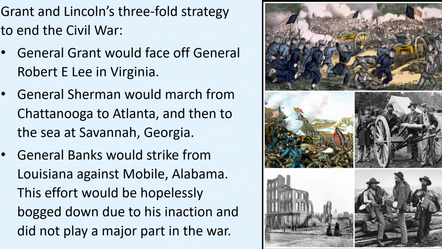Now, Grant and Lincoln's threefold strategy to end the Civil War was simple. General Grant would face off Robert E. Lee in Virginia, and General Sherman would march from Chattanooga to Atlanta and then to the sea at Savannah, Georgia. And General Banks would strike from Louisiana against Mobile, Alabama, and this effort would be hopelessly bogged down due to his inaction and did not play a major part in the war.